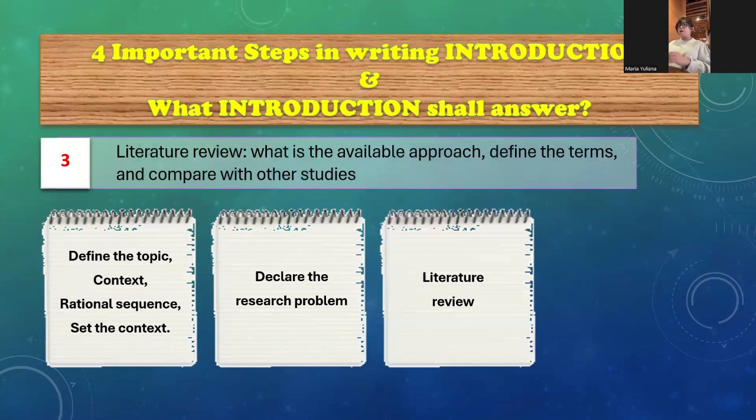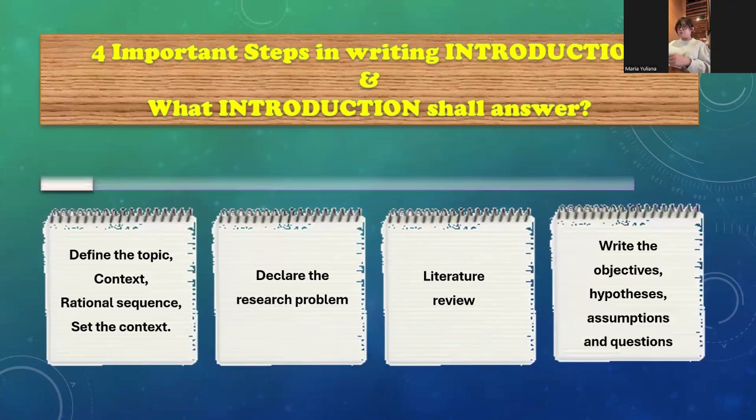Then we go to the third one. The third question is: what is the available approach? How does our research compare to other studies? So we do the literature review. That's the third step. In the literature review, you justify your research using another study, using the previous research.